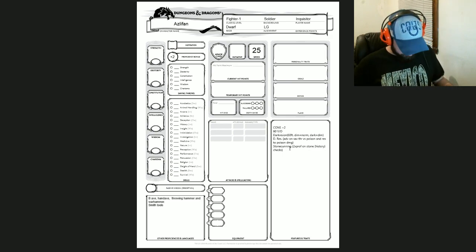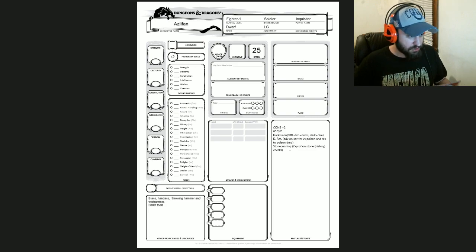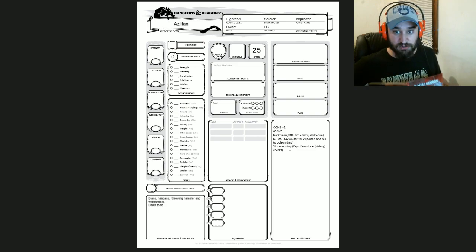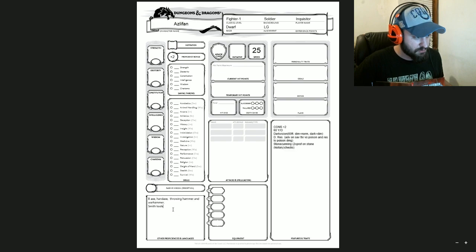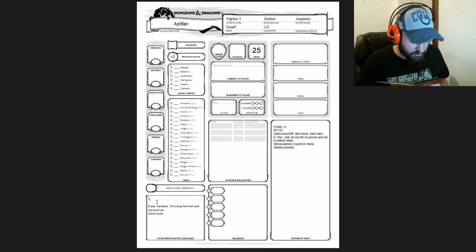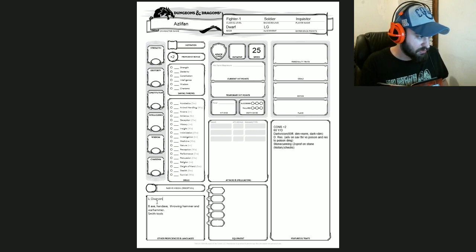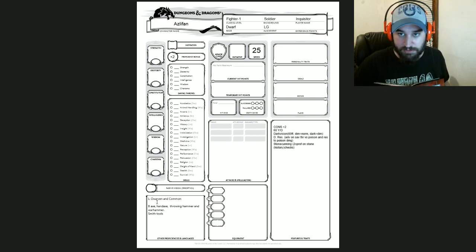So that's that. Then we have the languages, which tend to go with the proficiencies in the bottom left corner right here. Let's just write it on the top actually, because we're going to have more proficiencies than languages. So let's just write languages. We have Dwarven and Common. So those are our proficiencies up to now, right?